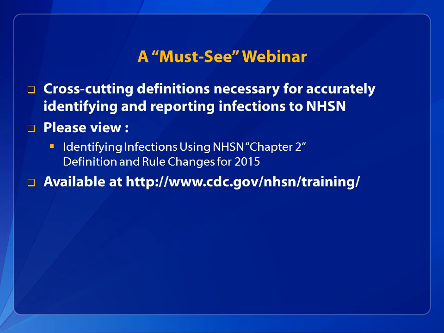If you have not done so, please review the Hot Topic webinar entitled Identifying Infections using NHSN Chapter 2, Definition and Rule Changes for 2015. This webinar contains necessary guidance for properly applying the new cross-cutting rules and definitions for date of event, infection window period, repeat infection time frame, and secondary bloodstream infection attribution period, all of which are used during surveillance for UTI in NHSN reporting. That short webinar can be found at cdc.gov/NHSN/training.